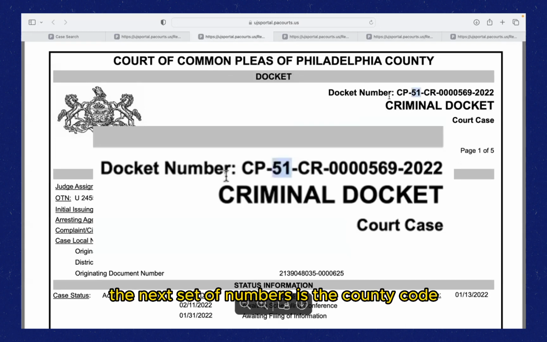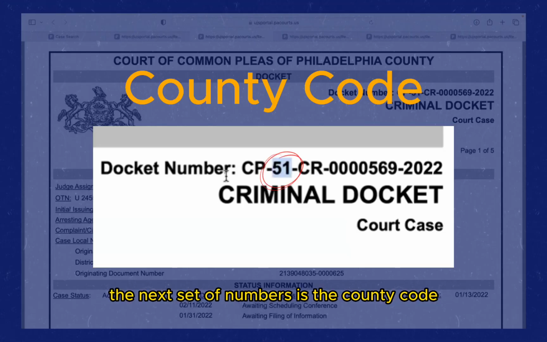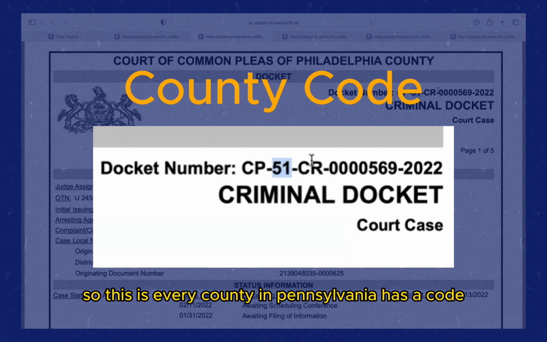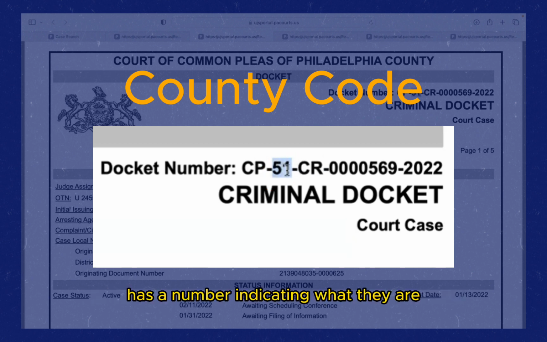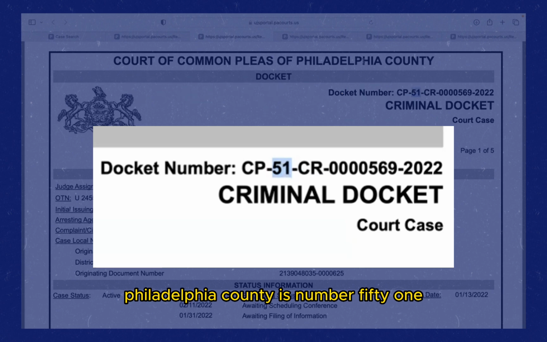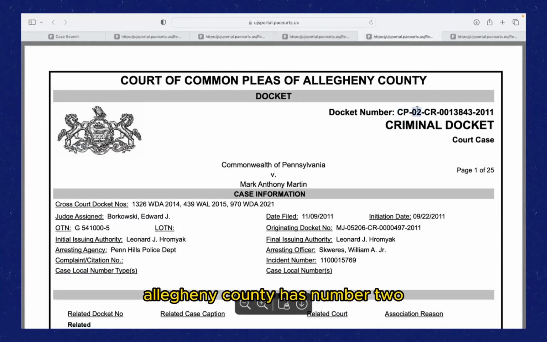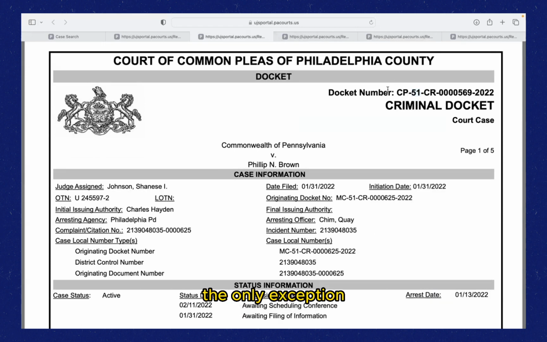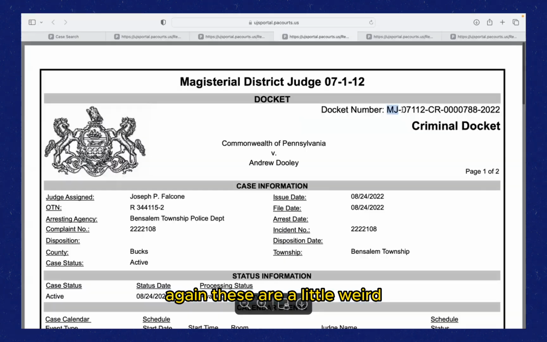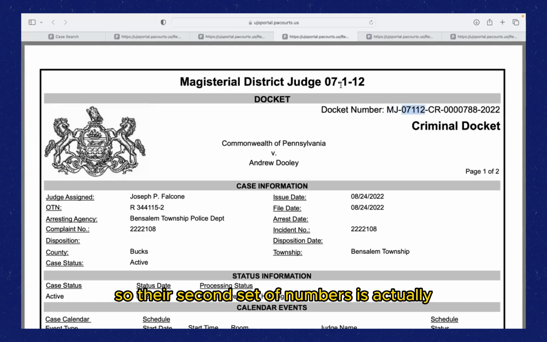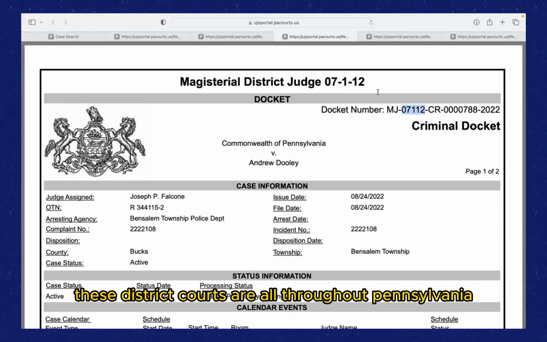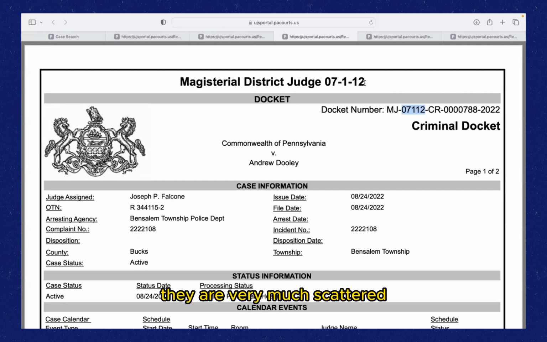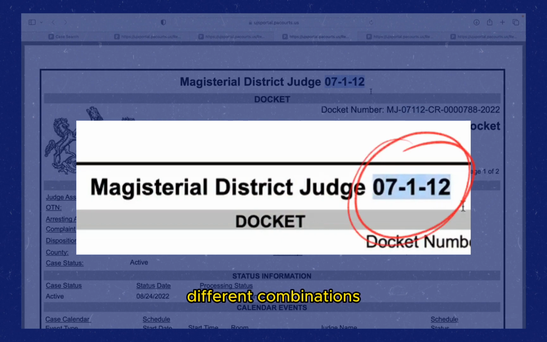The next set of numbers is the county code. So every county in Pennsylvania has a code, a number indicating what they are. Philadelphia County is number 51. If we go over here, Allegheny County has number 2. So that's going to be the second set of numbers for the most part. The only exception where the second set of numbers won't be the county code is for the district courts. Again, these are a little weird. So their second set of numbers is actually the court number. So these district courts are all throughout Pennsylvania and the other counties. They're very much scattered, and so they all have this set of numbers, different combinations.